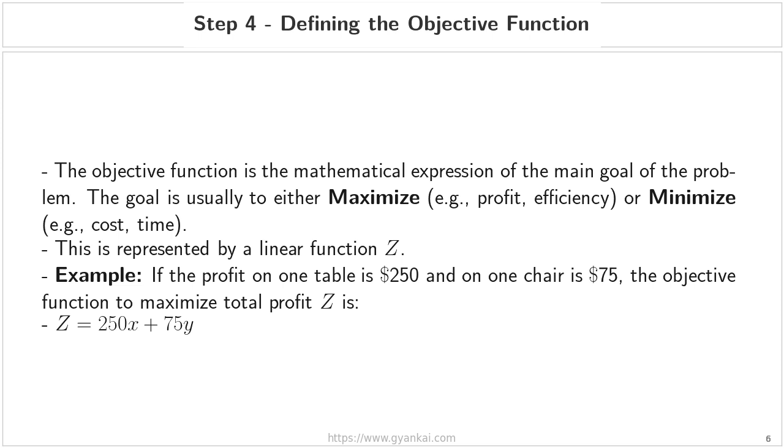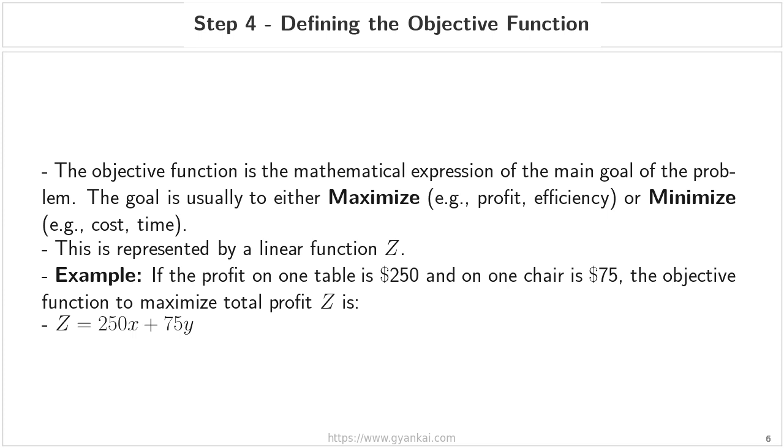Suppose we know that the profit earned from selling one table is $250, and the profit from one chair is $75. Our goal is to find the total profit, which we will call Z. To calculate this, we multiply the profit of each item by the quantity produced, which we defined earlier as x for tables and y for chairs. Therefore, our objective function to maximize total profit Z is Z equals 250x plus 75y.